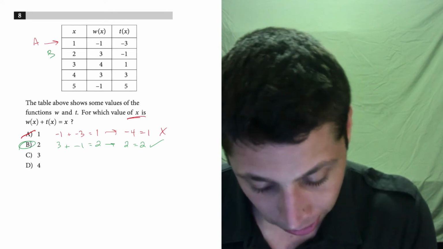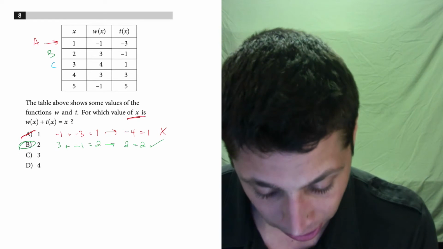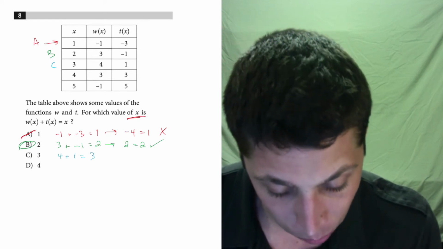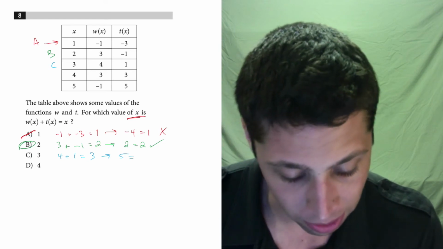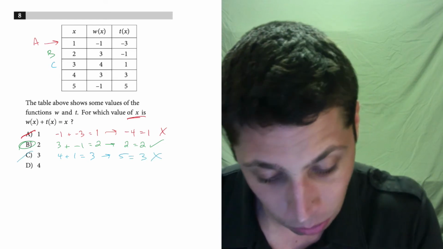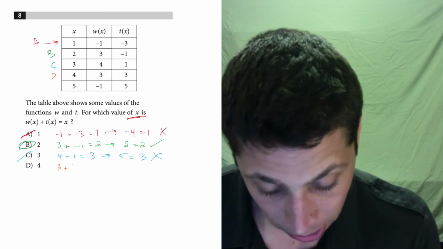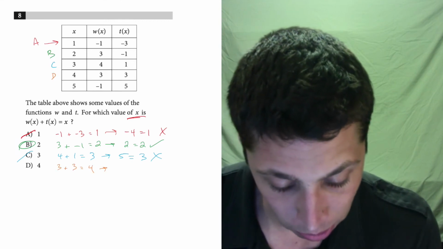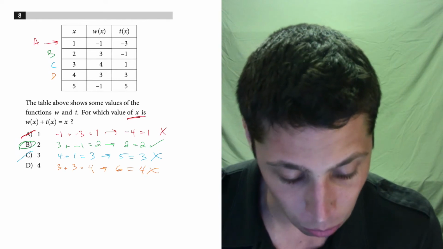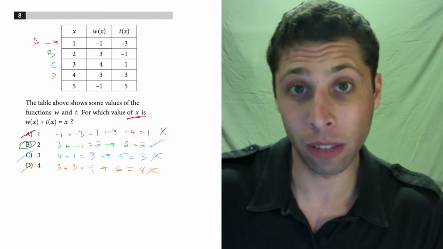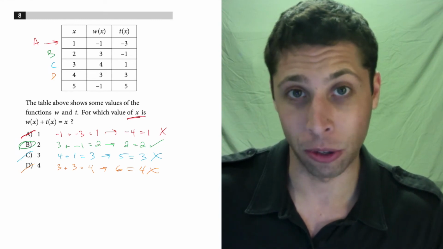It's not like we were getting it through some sort of, that was the last one left. So just to be clear, if we did 3, that's here, choice C. So that would be 4 plus 1 is equal to 3. 5 is not equal to 3. So C is wrong. And D is here. So that would be 3 plus 3 is equal to 4. 6 is not equal to 4. So now we're proving B. But I think you could have just cut it short once you've gotten it here.